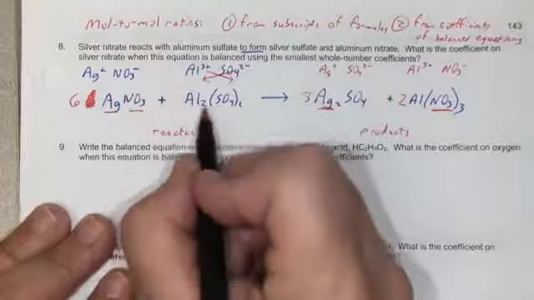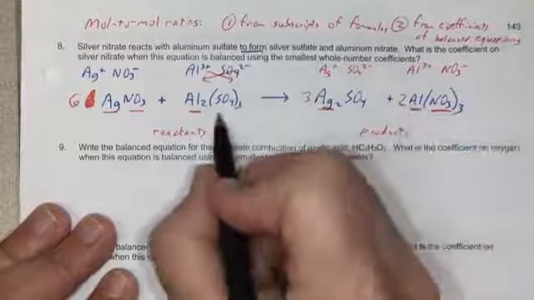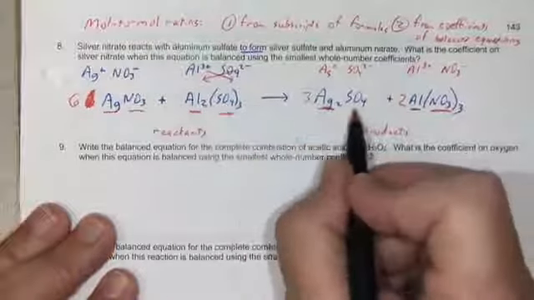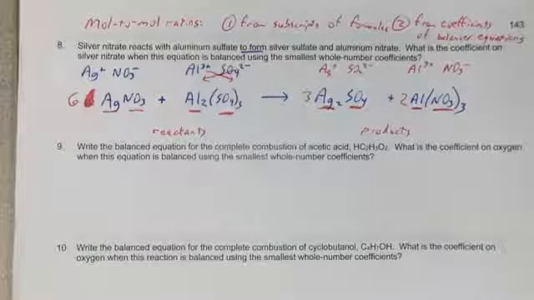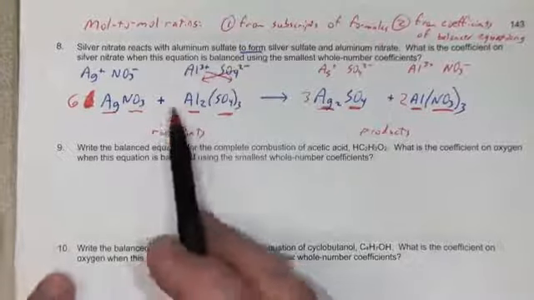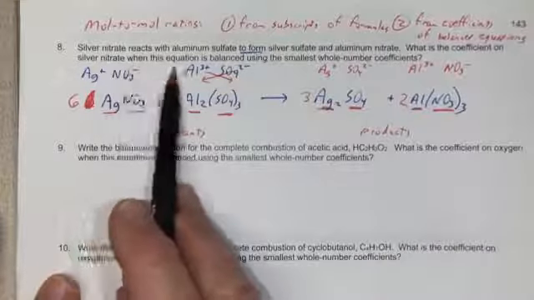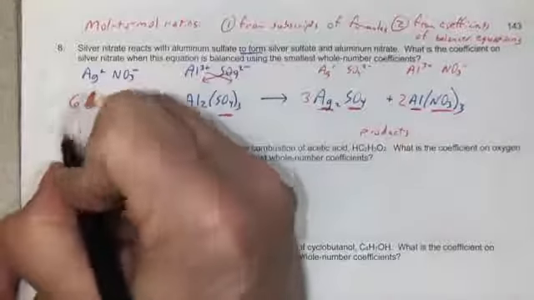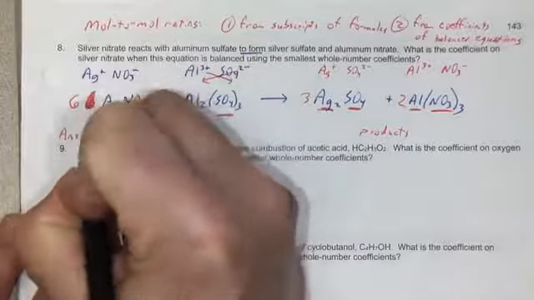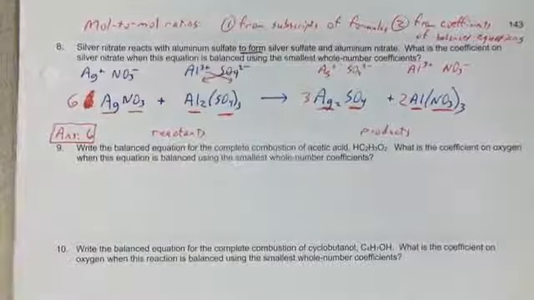Now when I come over here, this says I have 2 aluminum and we already have 2 aluminum right here, and 3 sulfate, and this coefficient 3 says there's 3 sulfates. Everything is underlined, and so now everything is balanced. Now notice how the question is worded. On a multiple choice exam, I like to word questions this way. What is the coefficient on silver nitrate when this equation is balanced using the smallest whole number coefficients? And so the answer is 6. Because this is the coefficient on silver nitrate when everything's balanced using the smallest whole number coefficients.